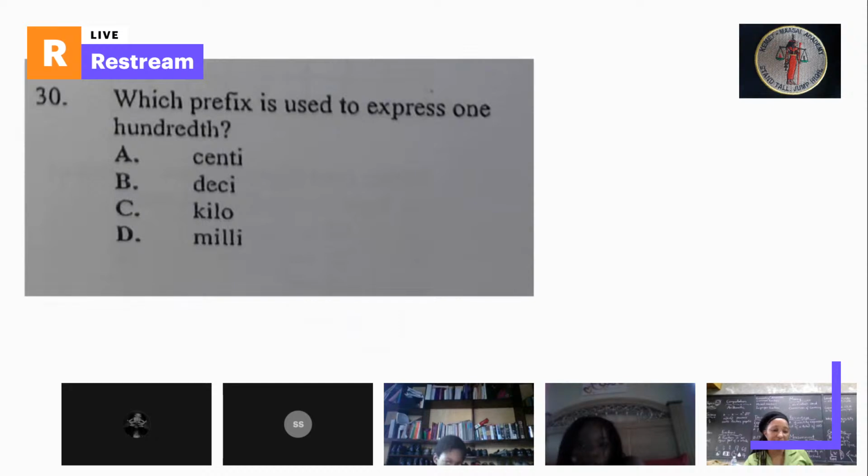John, can you see number 30? Yes, miss. All right, go ahead. Number 30. Which prefix is used to express 100? Miss, I would say a centimeter. Centi, that is correct. So centi means 100th. And deci means what?